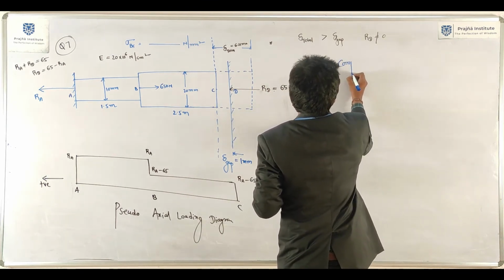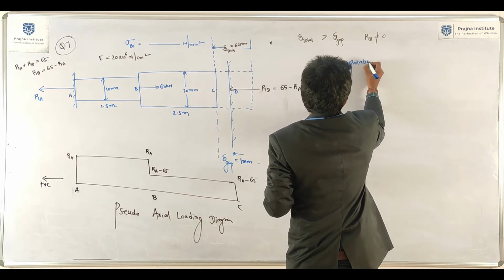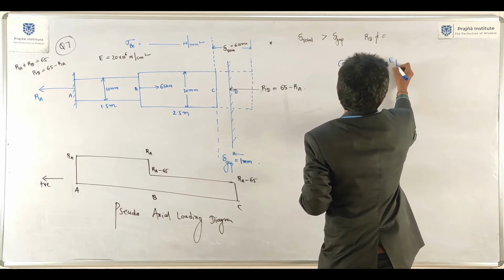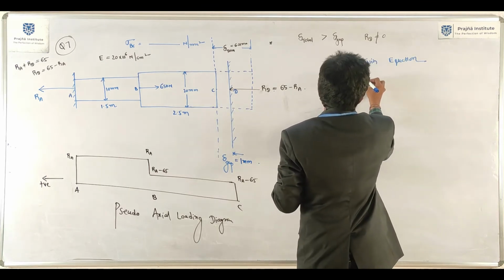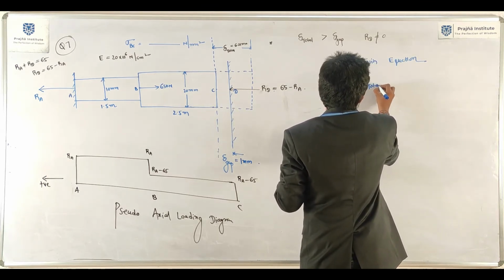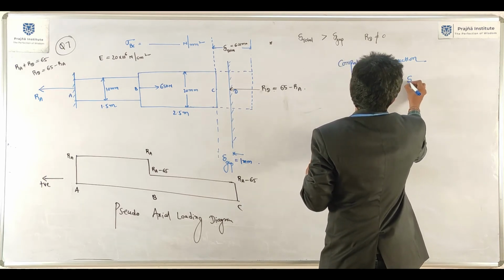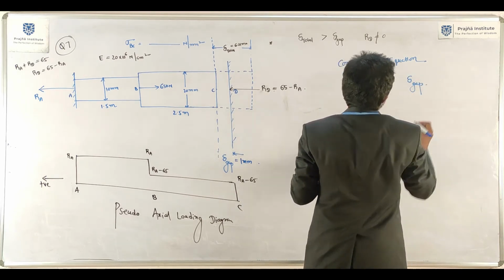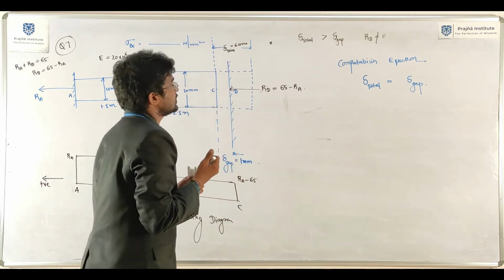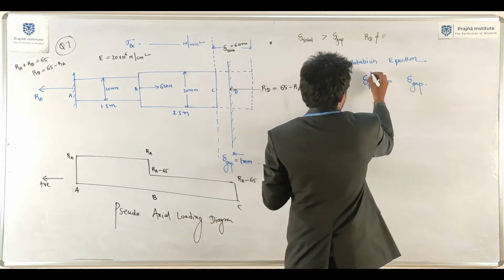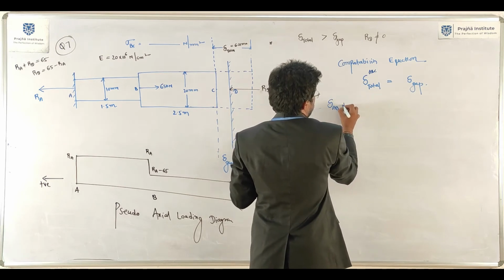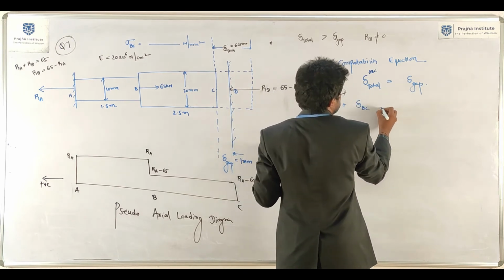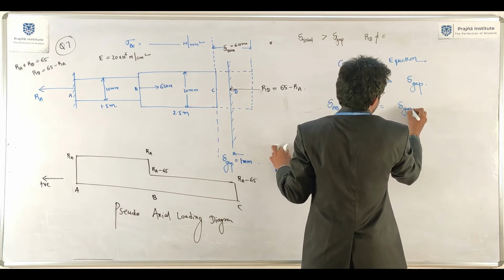Compatibility equation. This is the compatibility equation we need to follow here: delta total ABC, delta AB plus delta BC, equivalent to delta gap.